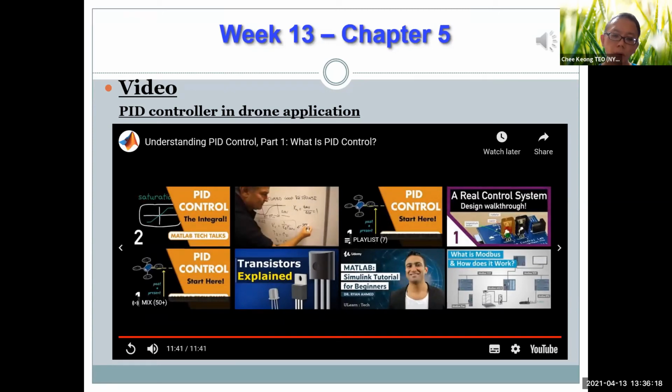So this is a pretty interesting controller, PID controller for drone, right?